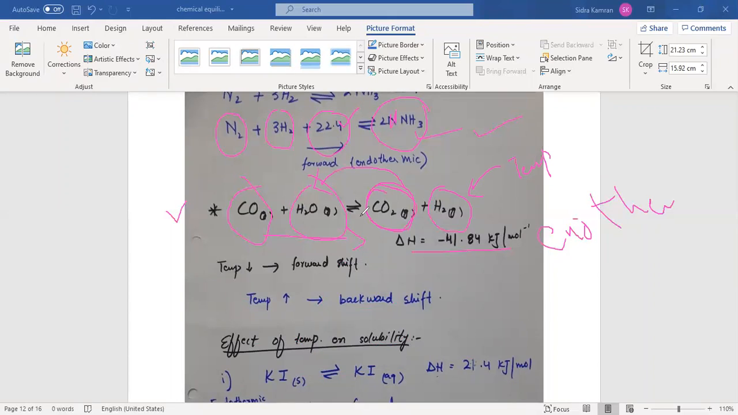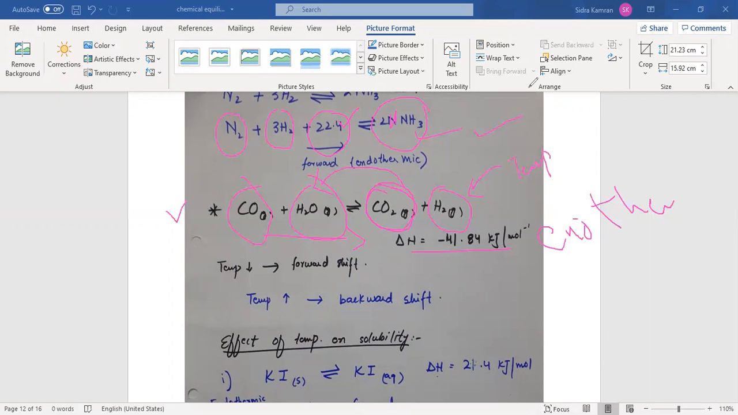So keep in mind when you are writing about temperature, by the increase of temperature, endothermic reaction moves forward and exothermic reaction moves backward. By the decrease of the temperature, the endothermic reaction will move backward and it will move forward if the reaction is exothermic.